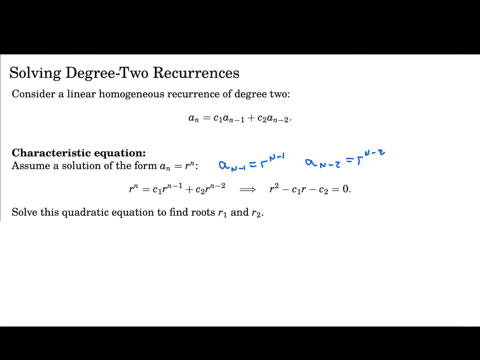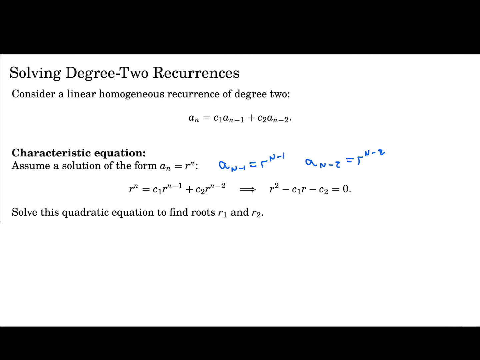This equation is called the characteristic equation. What this means is that if we have solutions of the form r^n, the r will be found by solving this quadratic equation. Now we solve this quadratic equation, and suppose that it has roots r1 and r2.